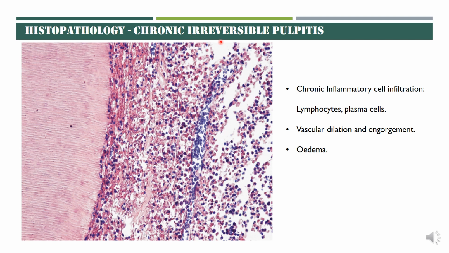What's actually happening microscopically? This is the dentine, the decalcified dentinal layer, and this is the pulpal region. What's happening is chronic inflammatory infiltration: there are lymphocytes, plasma cells, vascular dilatation and engorgement, and of course edema. This is what happens in chronic irreversible pulpitis, because the symptoms are milder and the duration is longer. The acute inflammatory cells are replaced by chronic inflammatory cells. The other indicators of inflammation are all present, that is vascular dilatation and engorgement and edema.